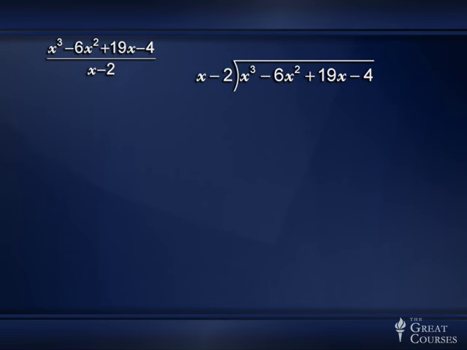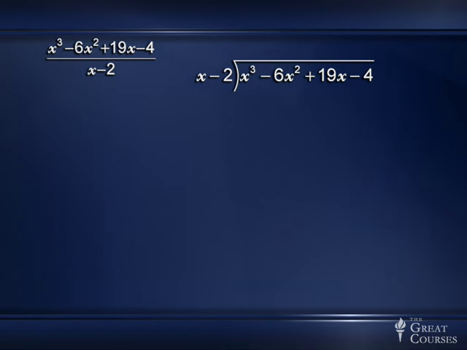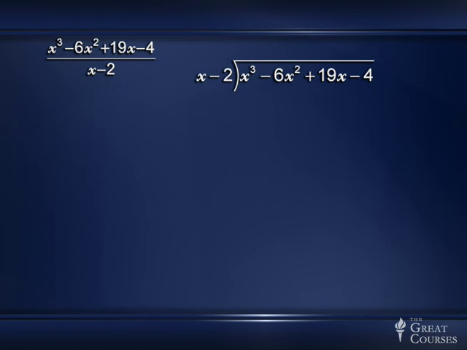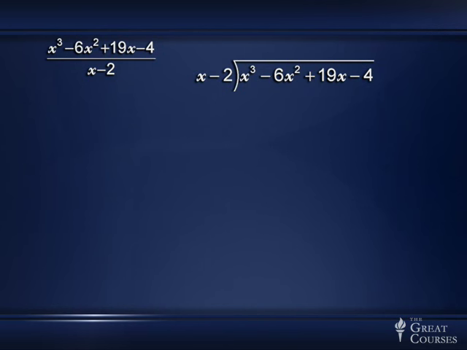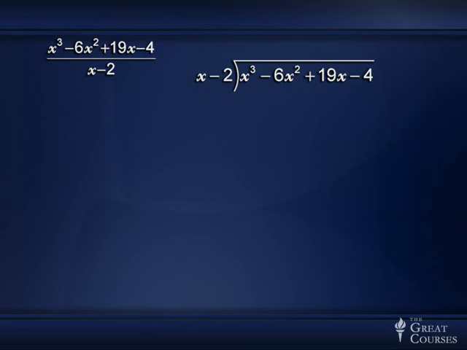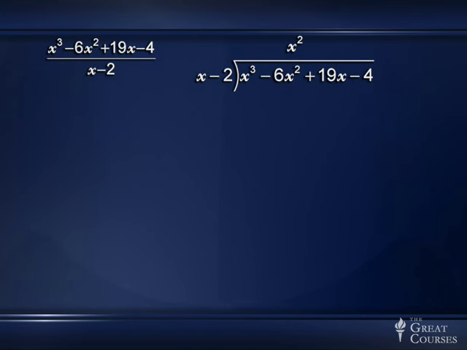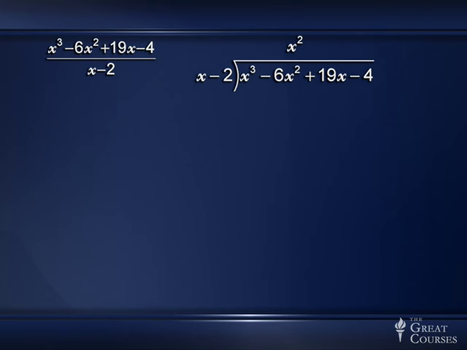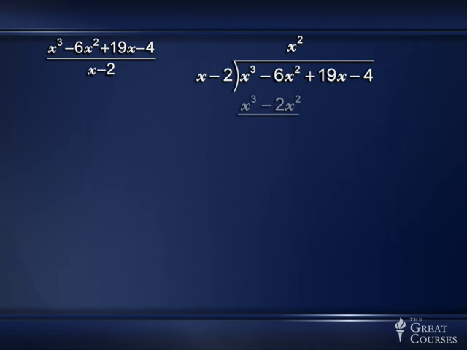So I'm going to draw a big long division symbol. Underneath it, I'm going to write x cubed minus 6x squared plus 19x minus 4. On the outside where the divisor goes, I'm going to put the x minus 2. And now I'm going to ask, how many times does the x in the divisor go into the x cubed? And the answer is x squared times, because x squared times x is x cubed. I write that x squared up above the division symbol. And I multiply the x minus 2 times the x squared, and I'm going to have x cubed minus 2x squared.